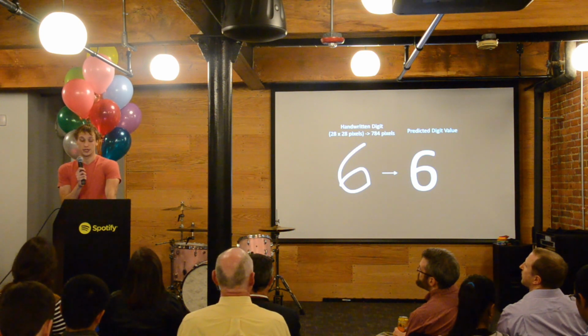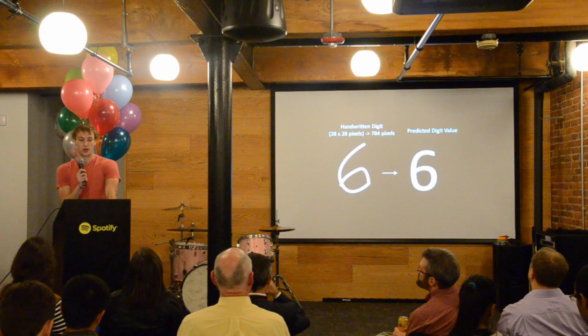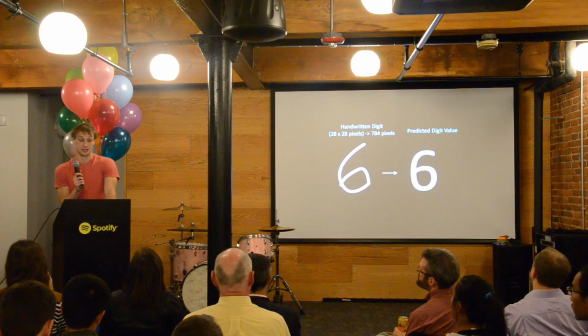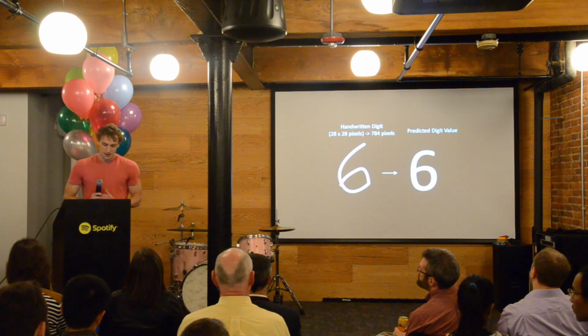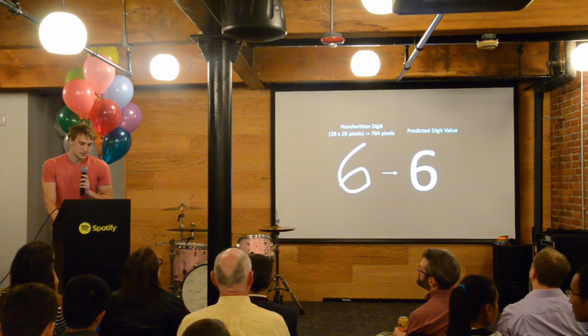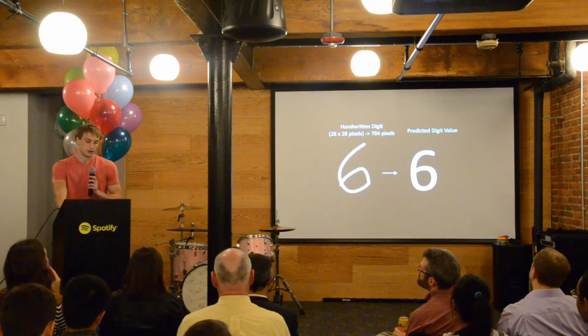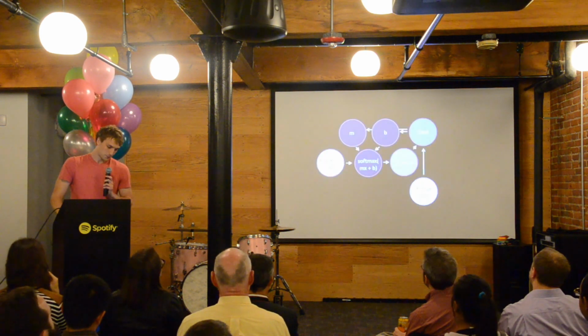The model sees this squiggly 6 and has to answer the question, is this a 1? Yes or no? Is this a 2? Yes or no? Is it a 6? Yes. So let's take a little look at what a graphic of a model like this might look like.